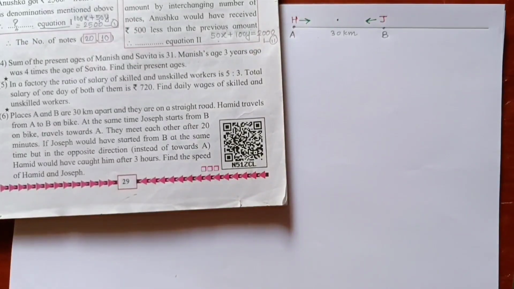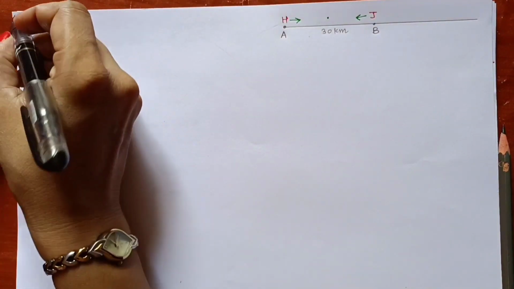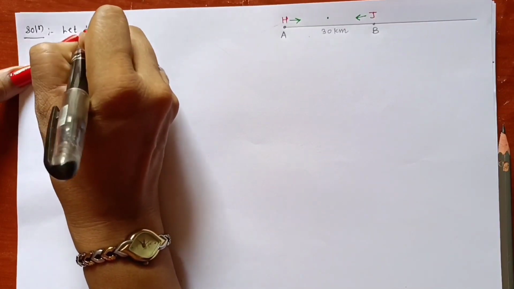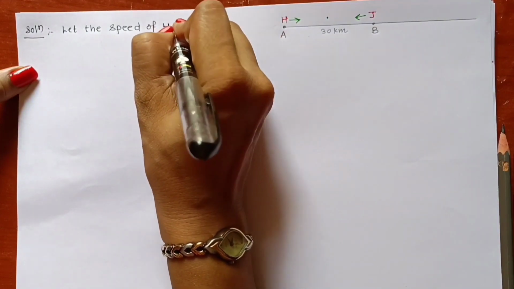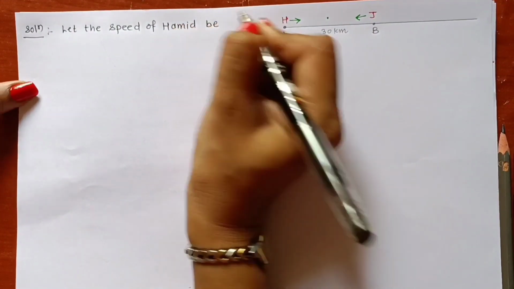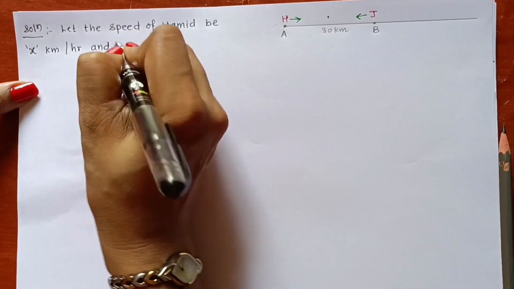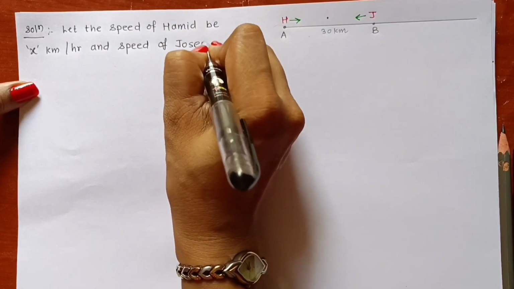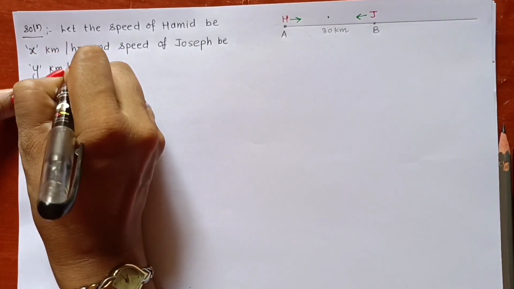So let me write the solution. I have not written the question. The question is very big, but the solution is very easy. Solution: let the speed of Hamid be x kilometer per hour and the speed of Joseph be y kilometer per hour. In this way we have assumed their speeds.